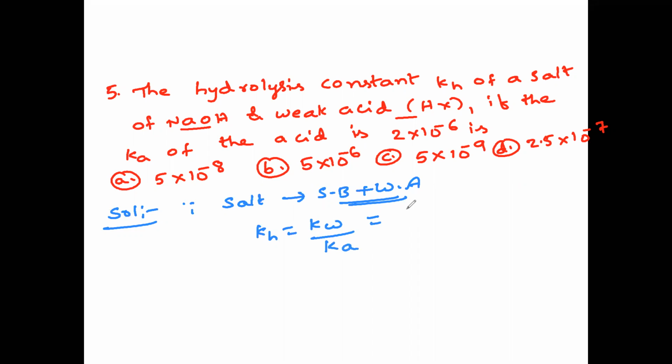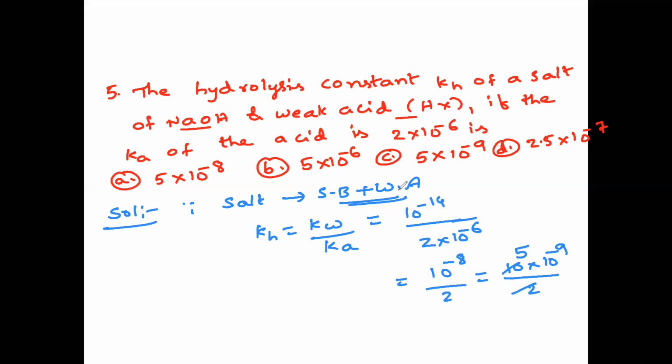So this is 10 to the power of minus 14, the value of the ionic product of water at 25 degrees C, and Ka value is given already, 2 into 10 to the power of minus 6. So 10 to the power of minus 6 going to the numerator becomes 10 to the power of plus 6. So minus 14 plus 6 is minus 8, by 2. This we can take as 10 into 10 to the power of minus 9 by 2. After cancellation, the answer is 5 into 10 to the power of minus 9. So the option is the third option.